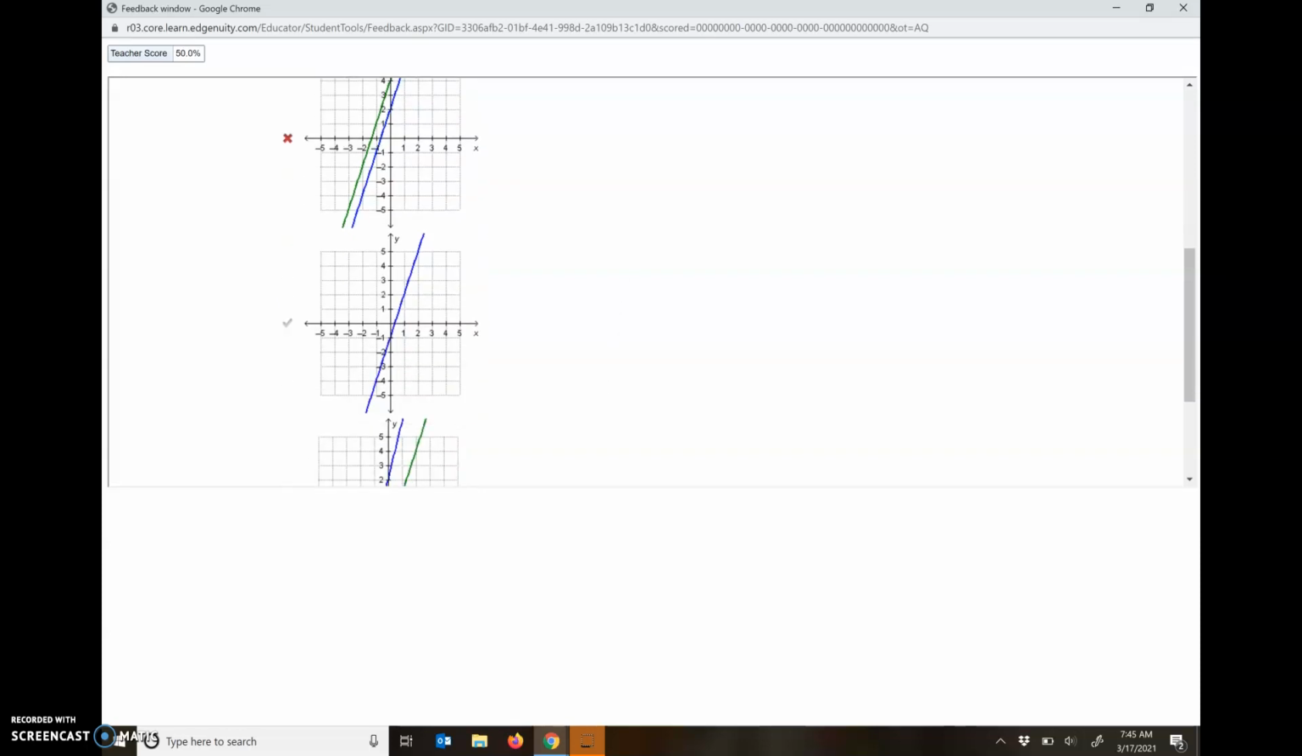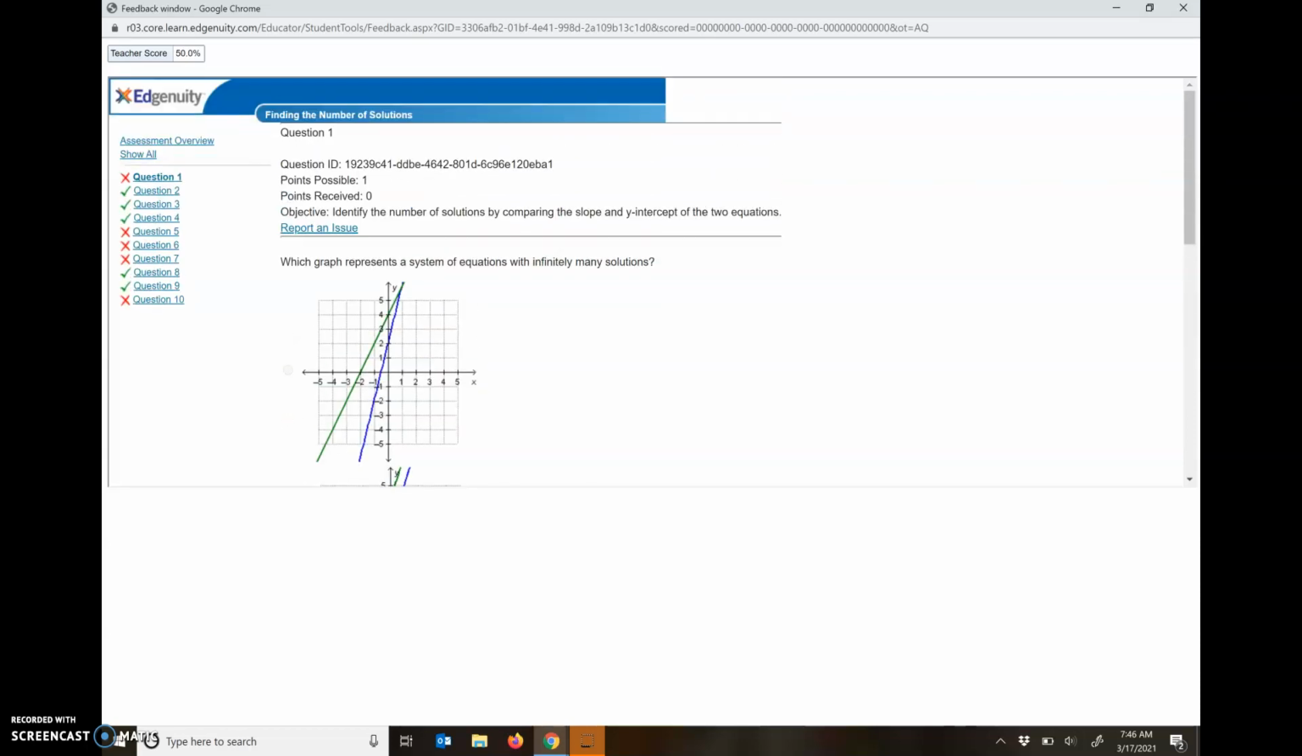And then this one that just looks like it only has one line, well, really the green line is underneath it. It's the same line. That's going to be our infinitely many solutions problem. So if you ever see one graph with one line, and it asks you how many solutions it is, really they're just right on top of each other, so you can't tell that there are two different lines. That's going to be the many solutions. So that's how you tell with graphs.